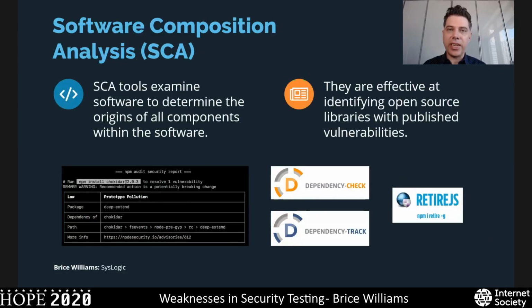Next, we have Software Composition Analysis, or SCA. SCA tools examine software to determine the origins of all components within the software. They're effective at identifying open source libraries with published vulnerabilities. So they don't look at open source library code, for example, and find weaknesses necessarily that haven't already been discovered. Their whole purpose is to create an asset inventory of all of your open source libraries and identify if there are any known published vulnerabilities for those library versions to help you make the appropriate steps around upgrading or applying a patch. Some common tools we see in this space include npm audit, Dependency-Check and Dependency-Track, which are both OWASP projects, and Retire.js, which is great at scanning your JavaScript libraries.